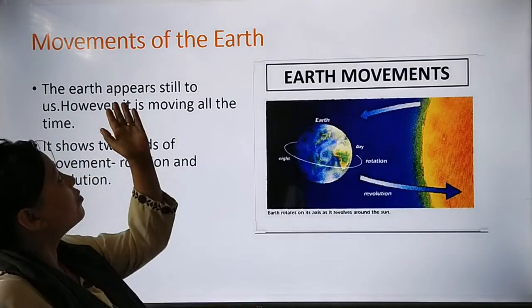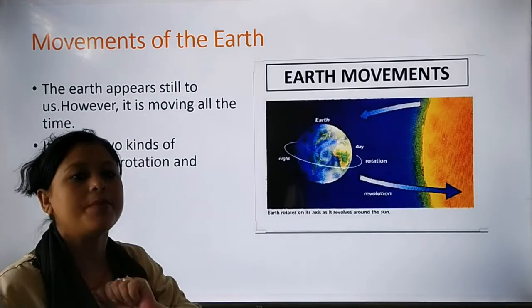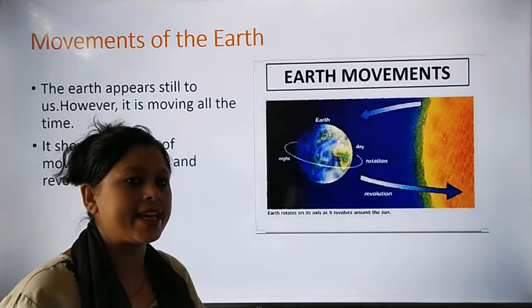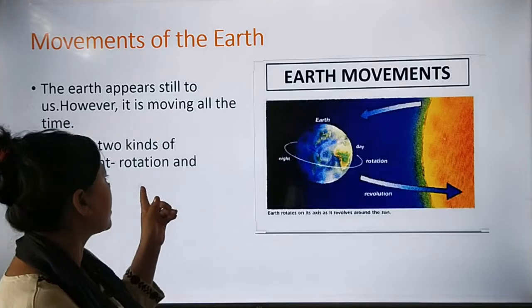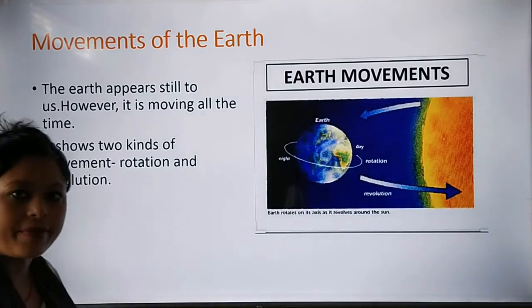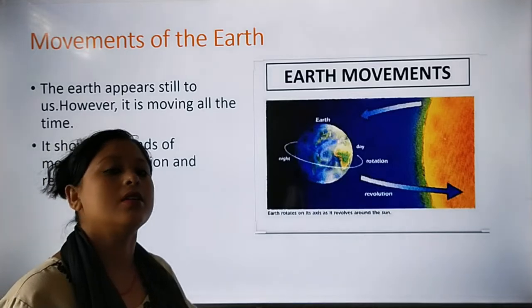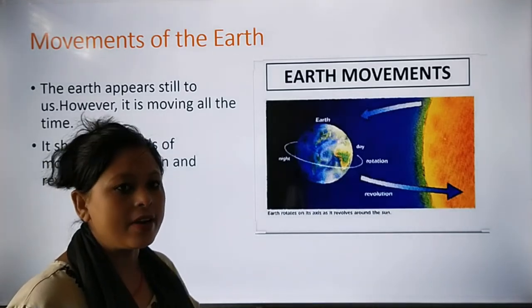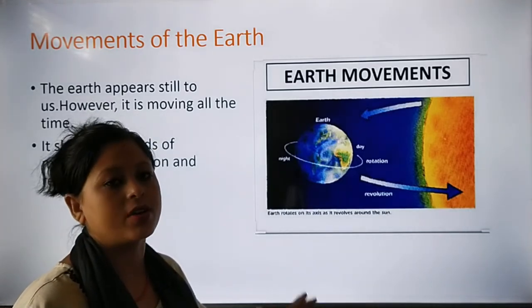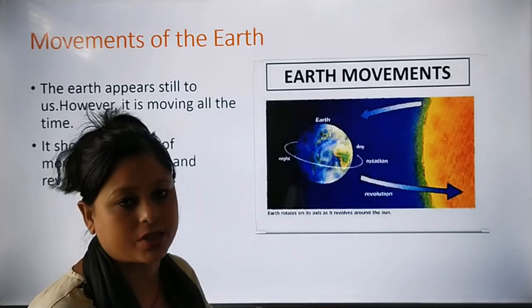So children, there are two movements of the earth, one is rotation and another is revolution. So there are two movements of the earth, rotation and revolution. Now what is called rotation of the earth?